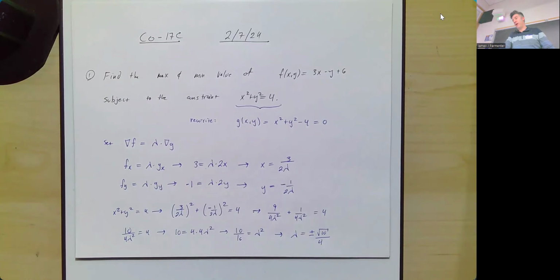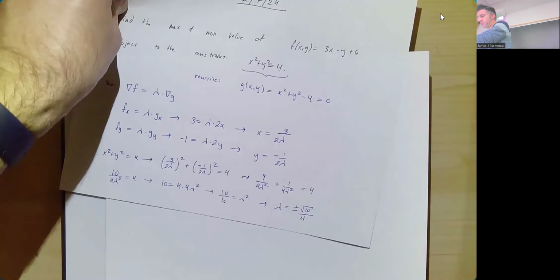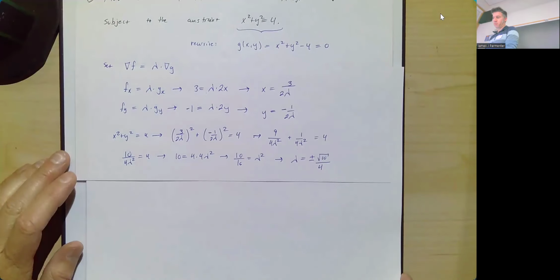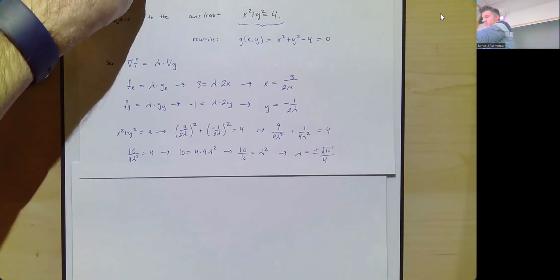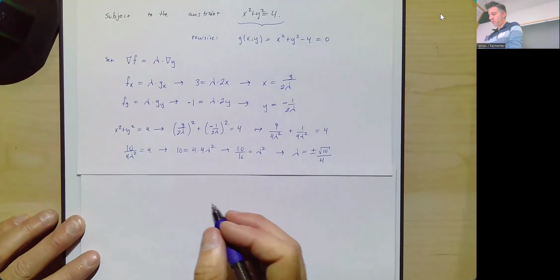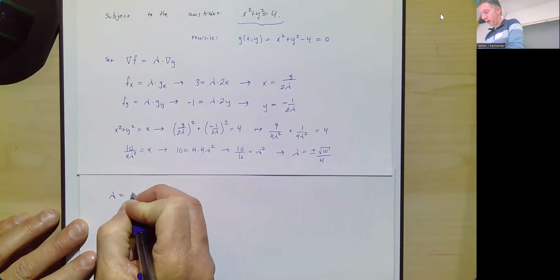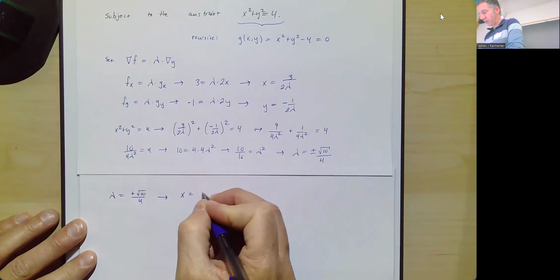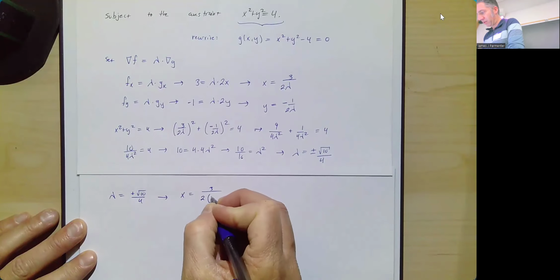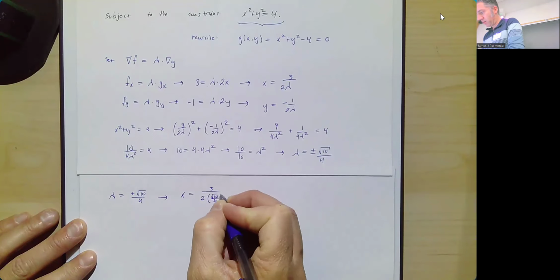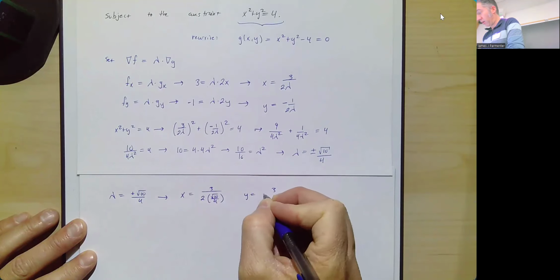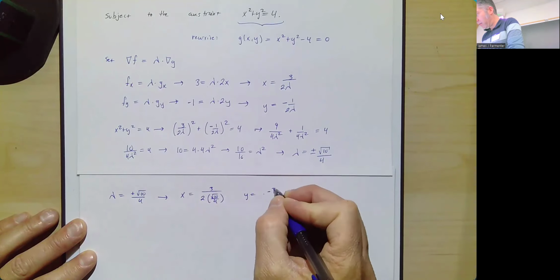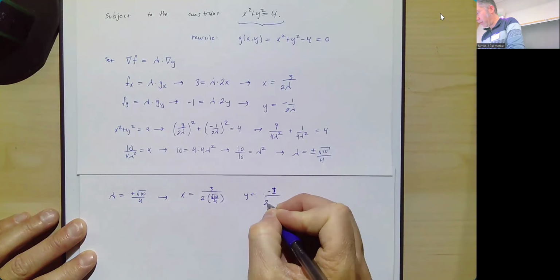And then we can go back and find x and y. It'd be kind of gross. All right. So lambda equal to positive root 10 over 4 is going to give me x equal to 3 over 2 times lambda, and y equal to, sorry, not 3, negative 1 over 2 times lambda.